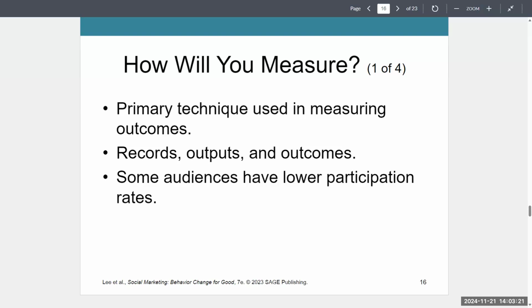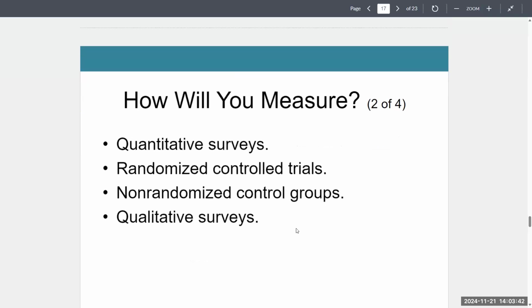Evaluators must also consider the limitations of the chosen technique. For example, relying solely on participation data may overlook qualitative insight into participants' experiences or motivation. So you have to combine your quantitative and qualitative methods in order to actually have something that is good. With that said, it's a good segue to surveys.